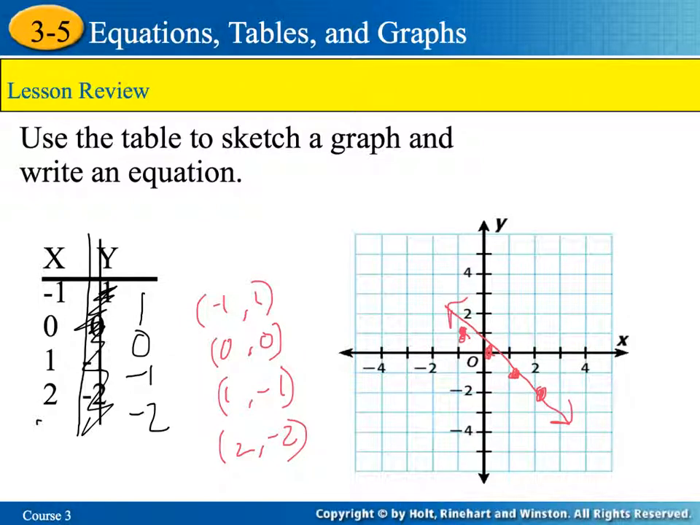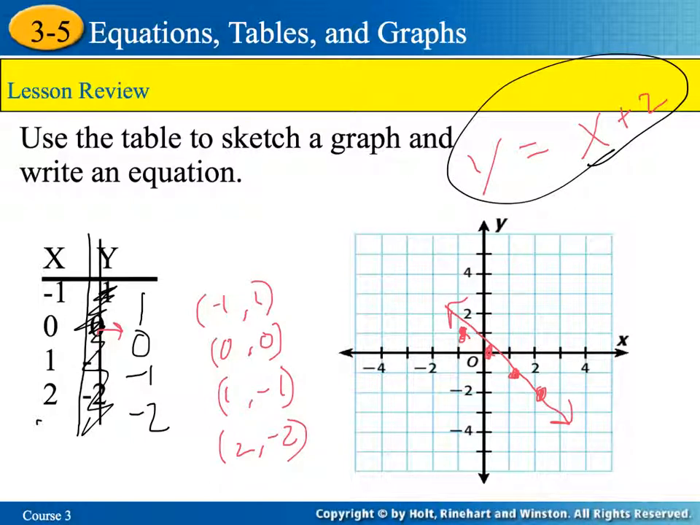Okay, now if I look at this, how do I come up with an equation? Remember, I'm always going to have y is equal to something happening to x. If I look at -1 to 1, how do I get from -1 to 1? Well, I could add 2. If my equation is y equals x plus 2, that should work for the second one. But 0 plus 2 is not 0. So this equation does not work. Okay, so we've got to erase and start all over, all right?